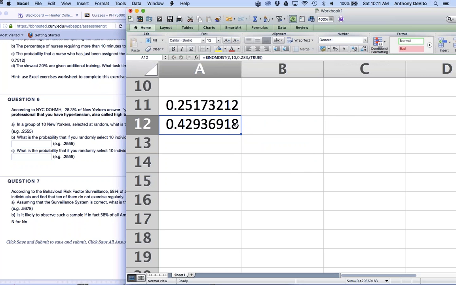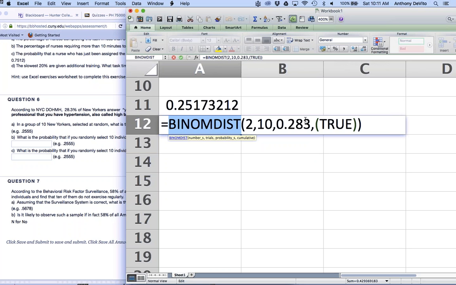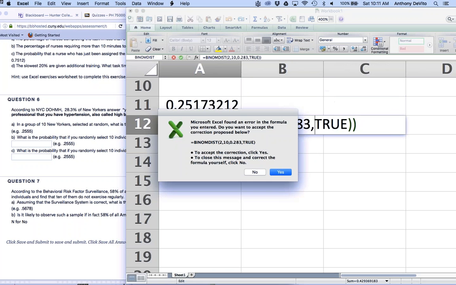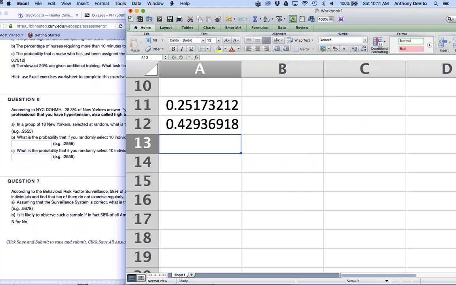Oops, I kind of messed up that formula. Let me see if I got it right this time. True. Yeah, that's what I want. So the probability is quite a bit more than it was before. Okay, and that's the way that you would use this, right? Because then this is the probability left.